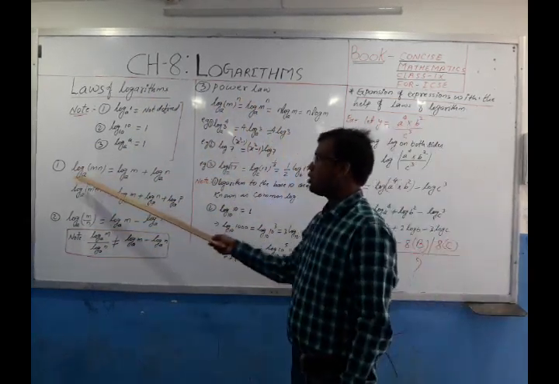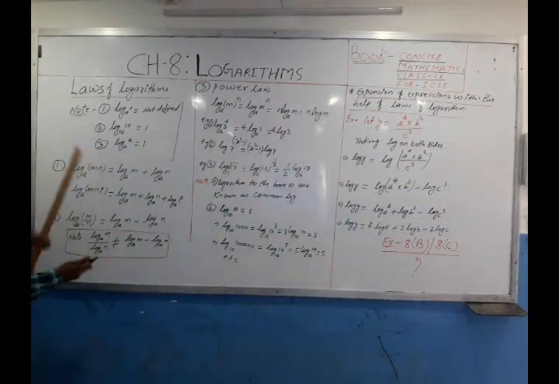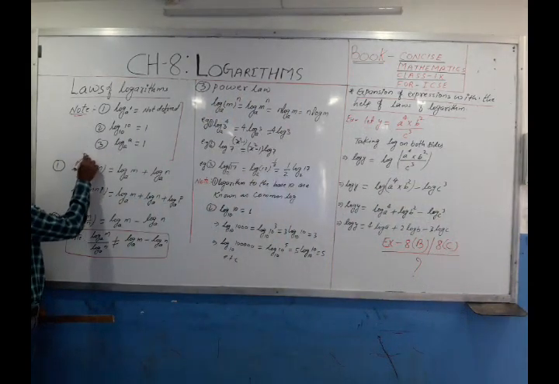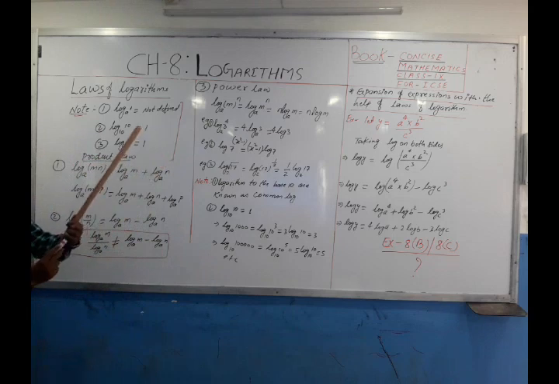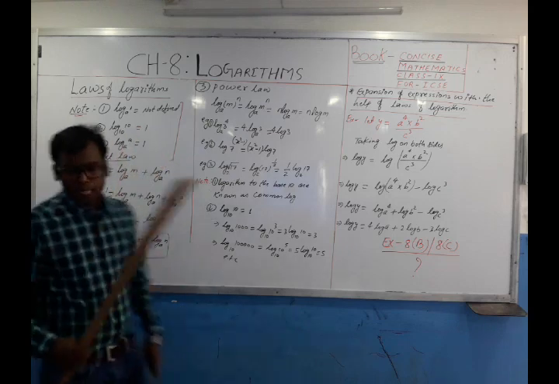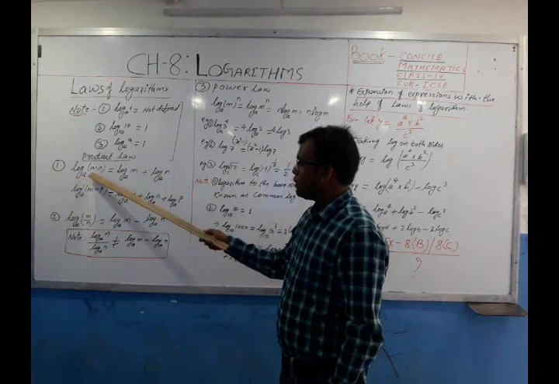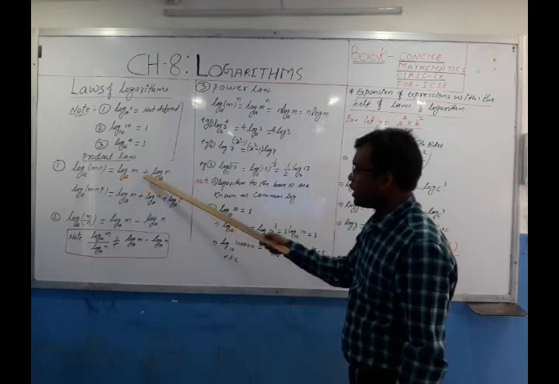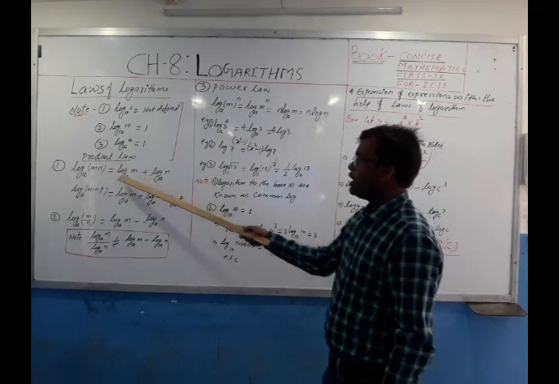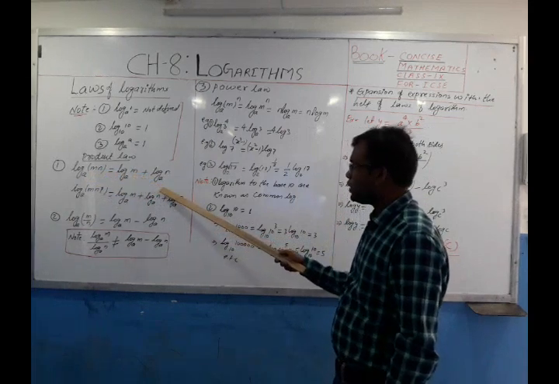Now see, this is called the product law. That means if we have log base a of m into n, if it is in the form of a product, the product will break in the form of an algebraic sum. That means log base a of m plus log base a of n.